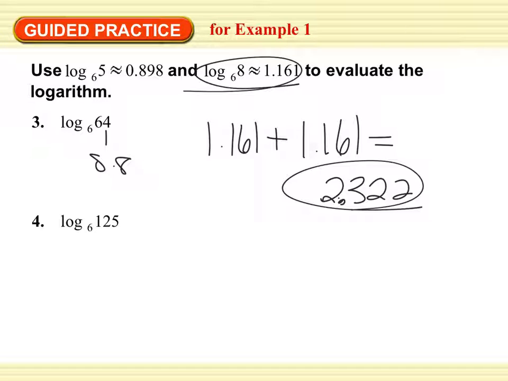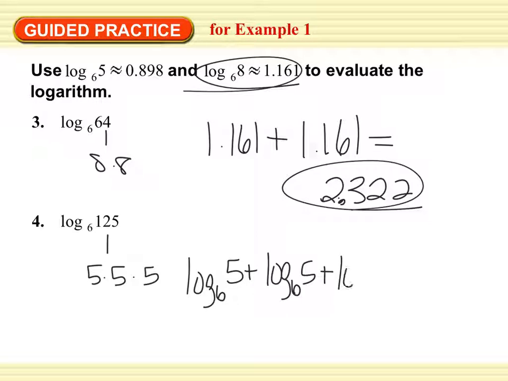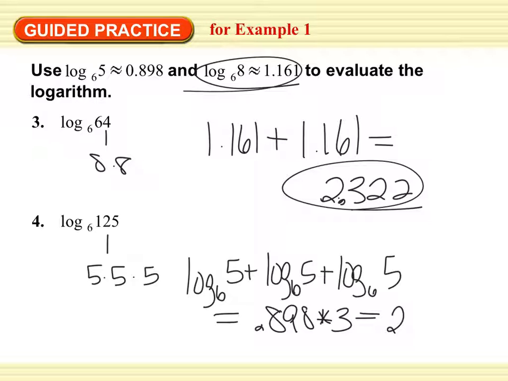125. I believe 5 times 5 times 5. Yep. 5 times 5 times 5. So we're going to do this 3 times. Okay, really it's 0.898 times 3. That's 2.694.